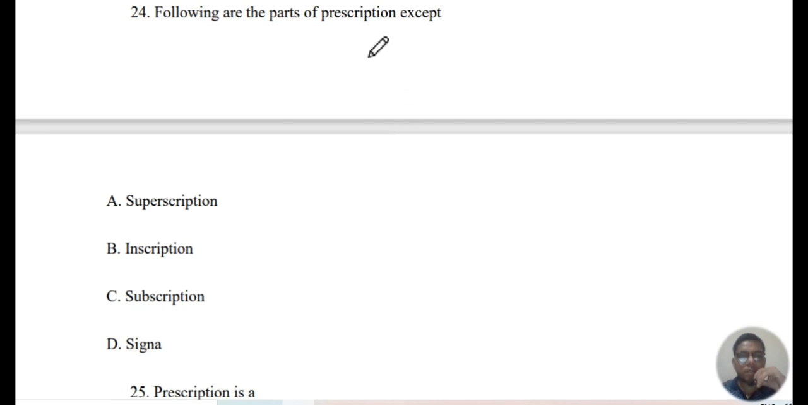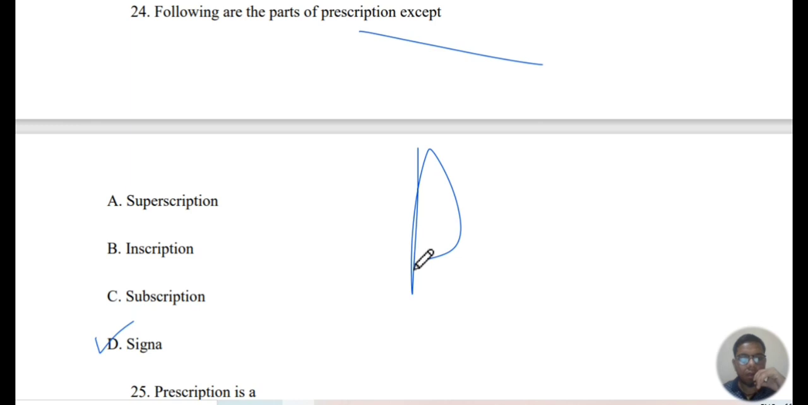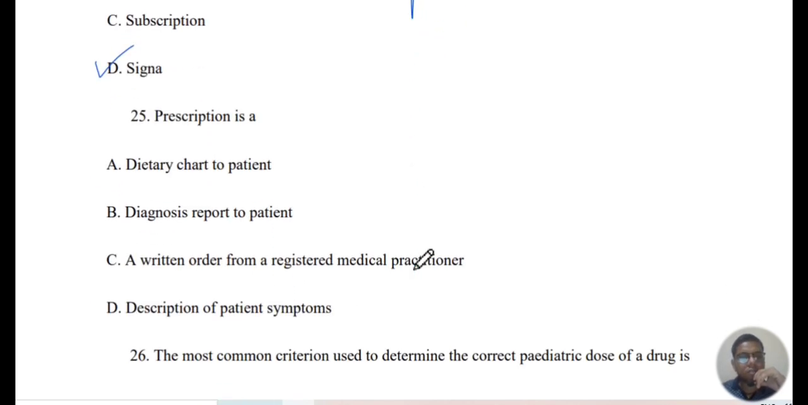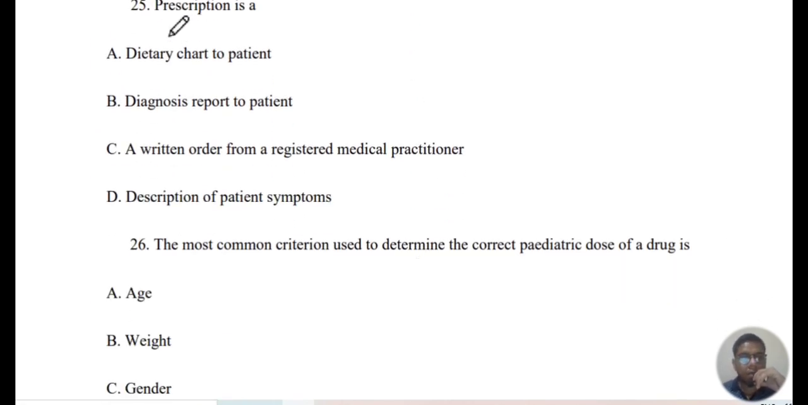Okay. Next is 24 question number. Following are the parts of prescription except. The answer is D, sign. Okay. Next is 25 question number. Prescription is a.